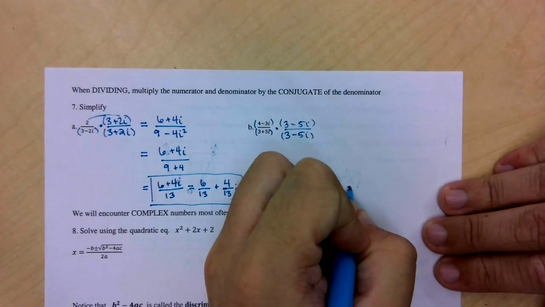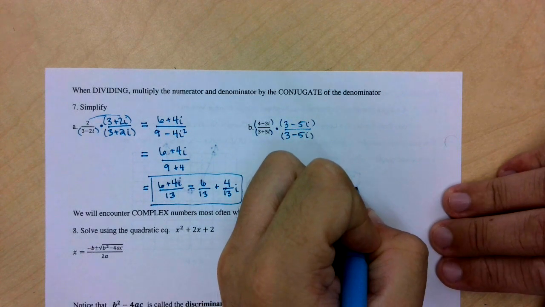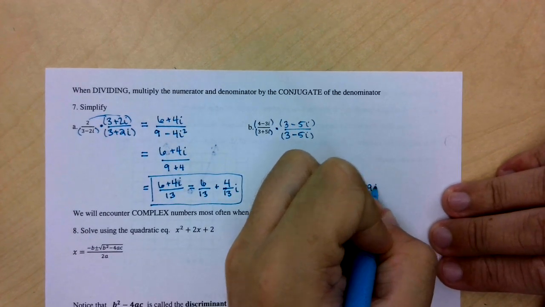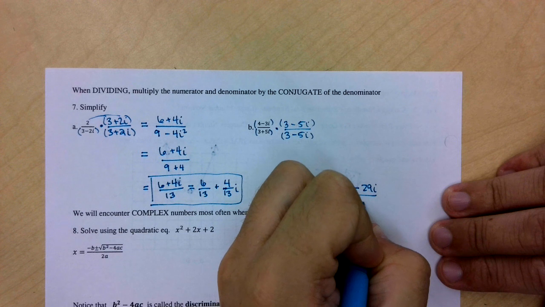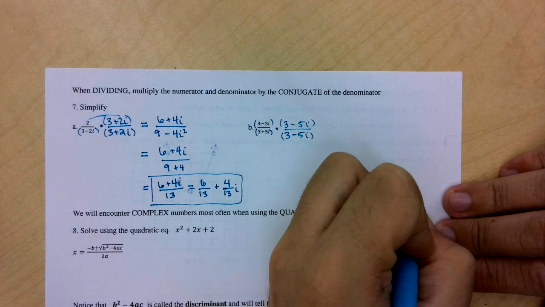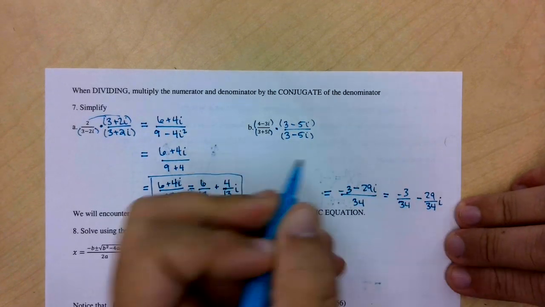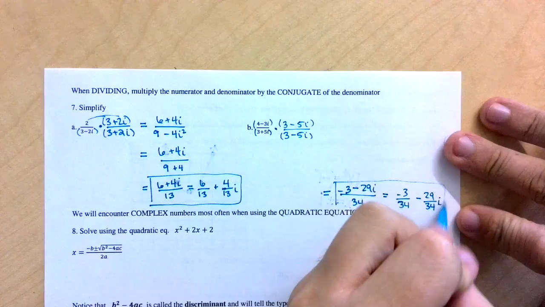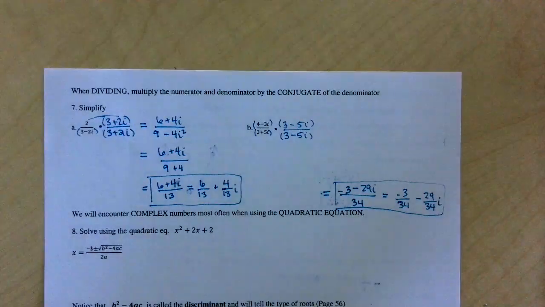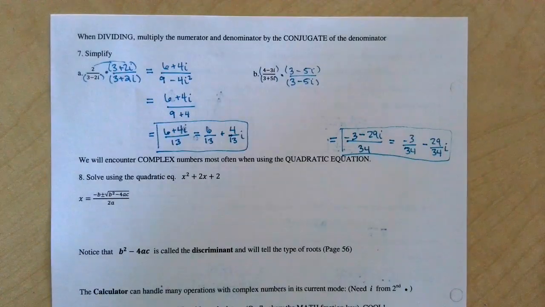All right, the final answer should have been -3 minus 29i all over 34, or if you broke it up, -3 over 34 minus 29 over 34i. Again, I would accept either. If you have questions about that, please let me know.